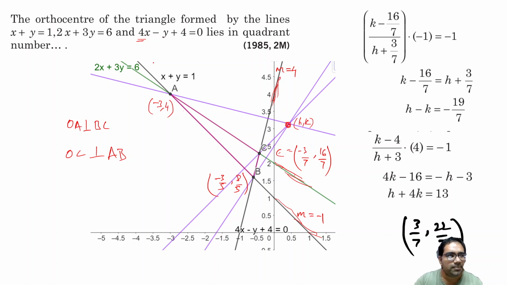Now, what happens to the orthocenter of this triangle, and where exactly is it located? Let us try to calculate the orthocenter itself. Let us assume the orthocenter has coordinates h comma k, and we have this triangle A, B, C. Obviously, the lines are meeting. The line 4x minus y plus 4 meets the other two lines at B and C, and those two lines meet at point A.